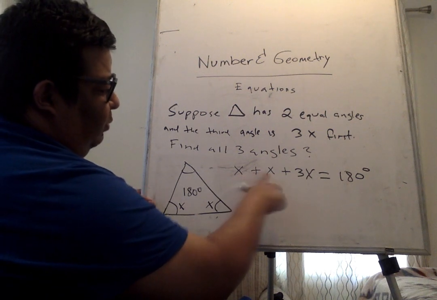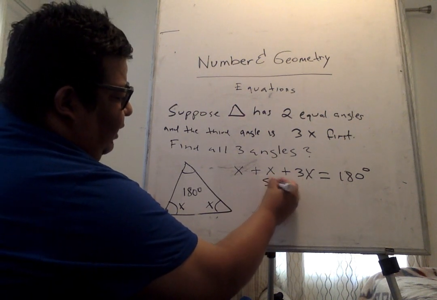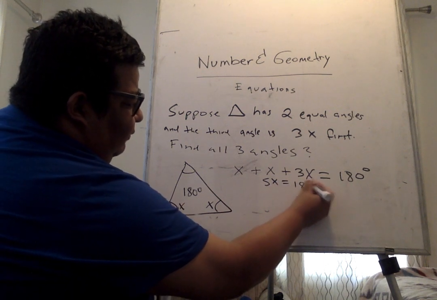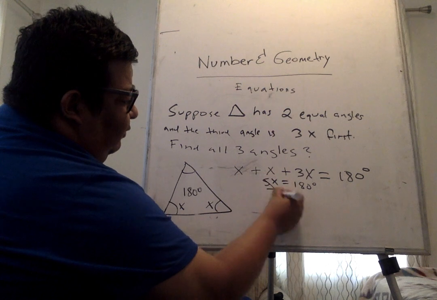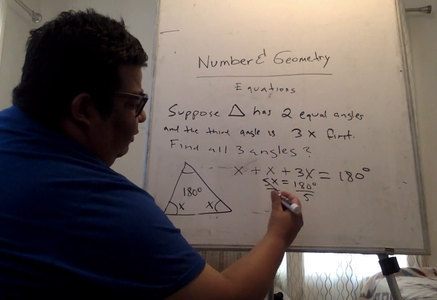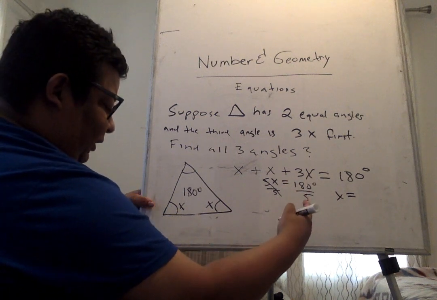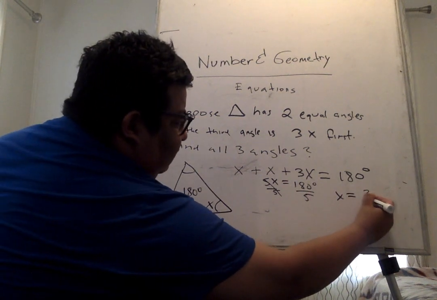So what do we do? x plus x plus 3x is equal to 5x, and 5x is equal to 180 degrees. We divide by 5, so x equals 180 divided by 5, which is equal to 36.